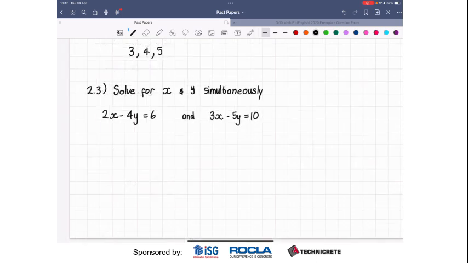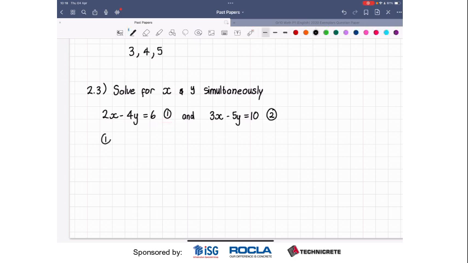Okay, and then for the final part of question 2, this is 2.3, I'm asked to solve for x and y simultaneously, and I'm given these two equations. So the first thing I'm going to do is label them as equation 1 and equation 2. So the best way to do this is that I'm going to choose one of the equations, and I'm going to write either x in terms of y, or I can write y in terms of x. So I'm going to choose the first equation.